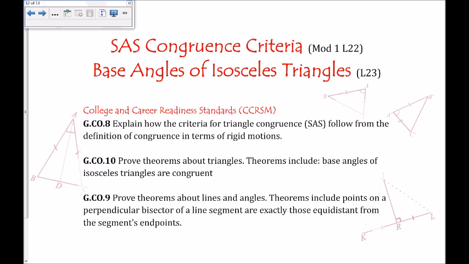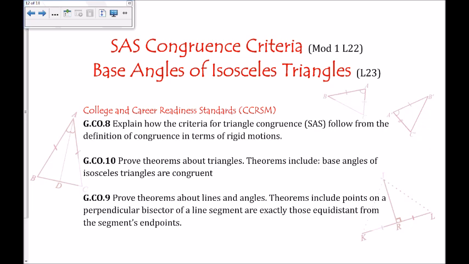Next lesson starts the fourth topic in Module 1 of Engage New York. In this topic, we're talking about congruence criteria, or other ways to show that two triangles are congruent using sides and angles instead of being limited to rigid motions. In this lesson, we'll talk specifically about the SAS, or the side angle side congruence criteria. In this lesson, we will focus on 3 CCRSM standards.